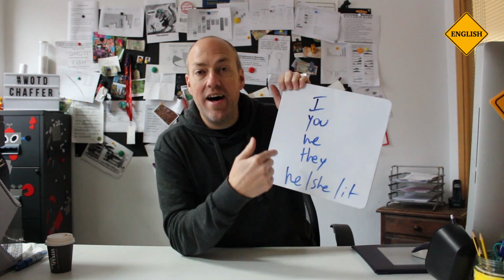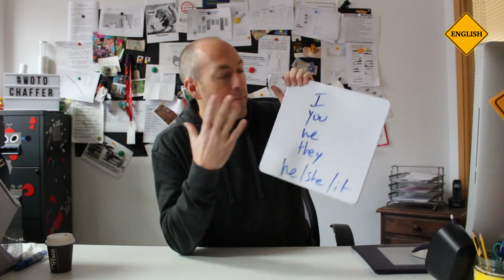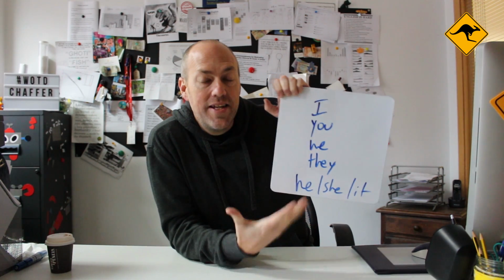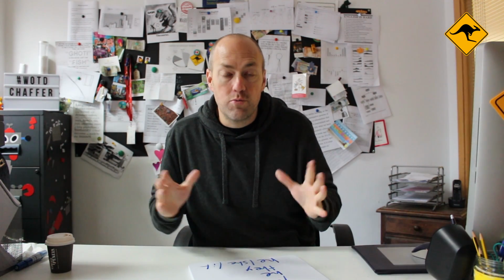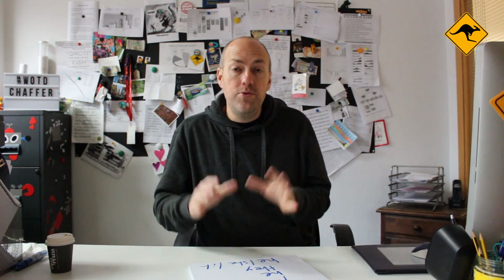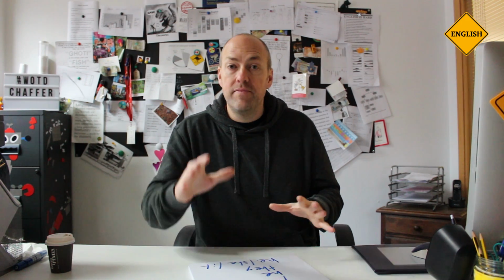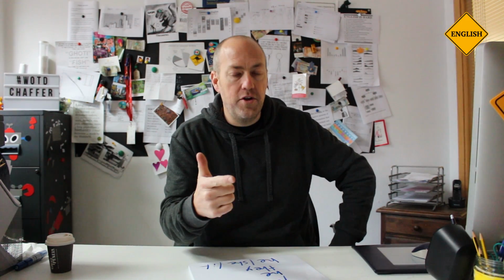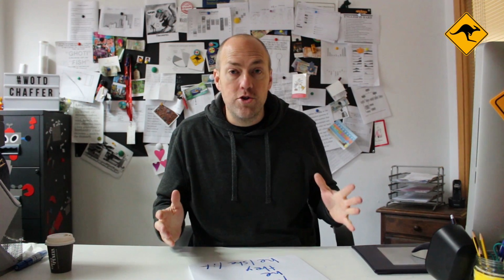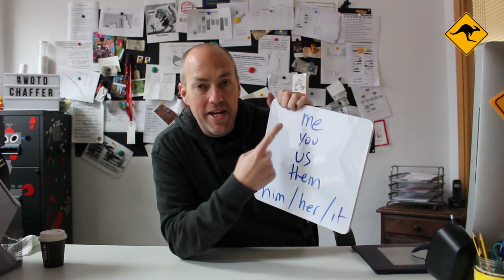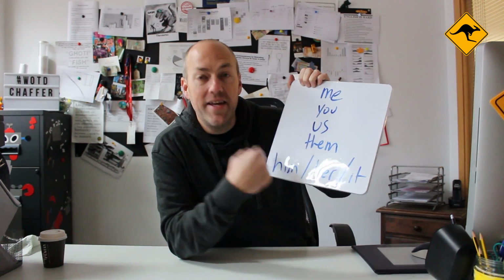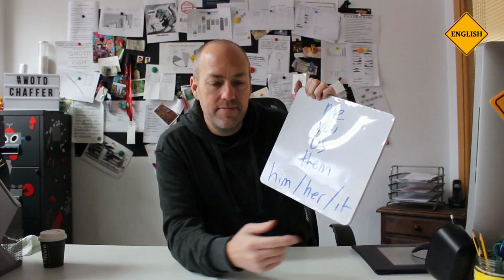But why? Everybody gets taught that these are the English pronouns. But in fact, these are not the English pronouns. These are the special exceptions to the rule. We only use these when they are a single subject with a verb. In all other situations, you should use these. Me, you, us, them, him, and her, and it.